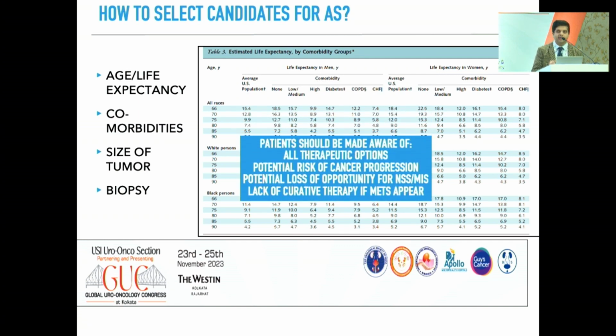And when we discuss active surveillance with the patient, he or she should be made aware of all therapeutic options, potential risk of cancer progression, the potential loss of opportunity for nephron sparing surgery or minimally invasive surgery, and lack of effective curative therapy if METs appear. A lot of these things are changing because we are getting more information based on renal mass biopsies, and more studies are now showing that the cancer-specific survival is not worsening so much, even if you put the patient on active surveillance versus primary intervention.